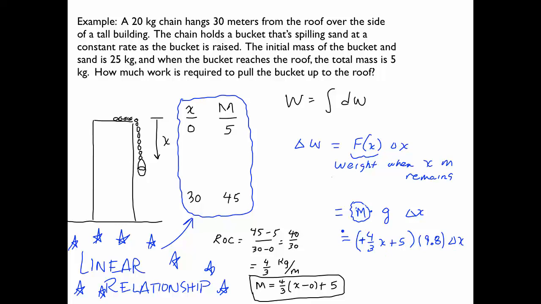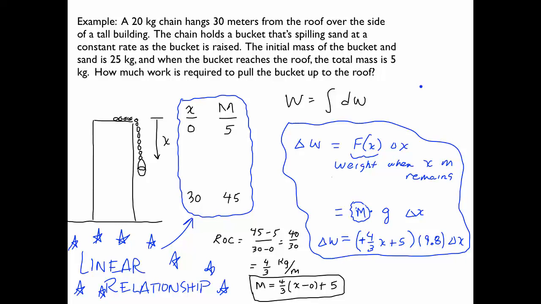Okay, so we got it. We got our little amount of work. Our typical amount of work. 4/3 x plus 5 gives us the mass at any length of chain x hanging over the edge of the building. And then that mass times g is the force to sustain. That's the weight force of everything hanging over the edge of the building. Times a little change in x gives us the little bit of work that I need. And then I'm going to add up all those little bits of work from, again, 0 to 30.